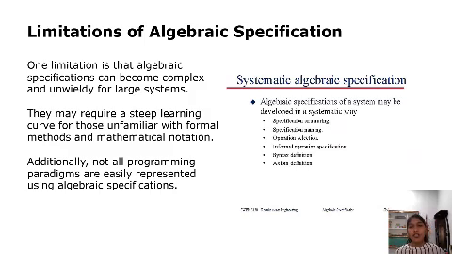Limitations of algebraic specification. One limitation is that algebraic specifications can become complex and unwieldy for large systems. They may require a steep learning curve for those unfamiliar with formal methods and mathematical notation. Additionally, not all programming paradigms are easily represented using algebraic specification.